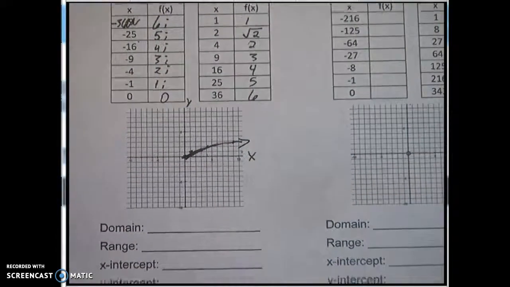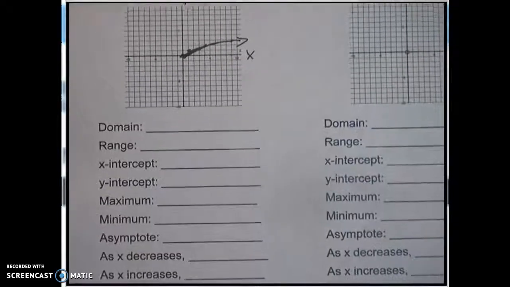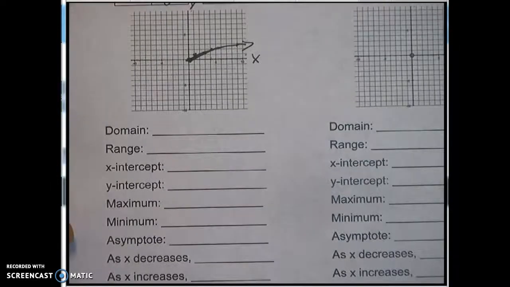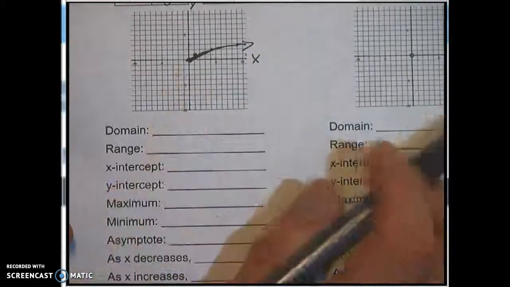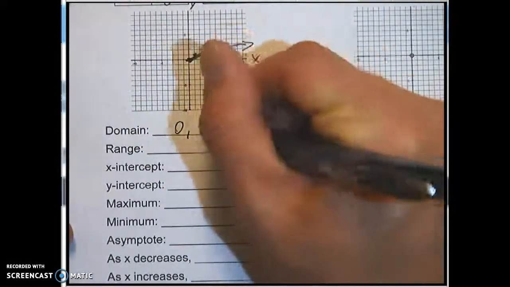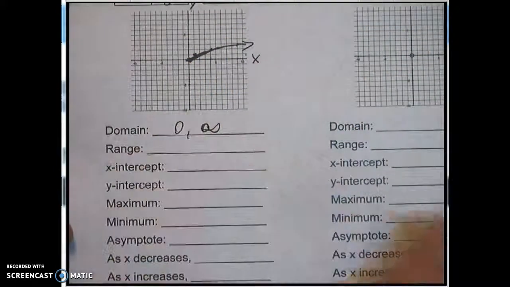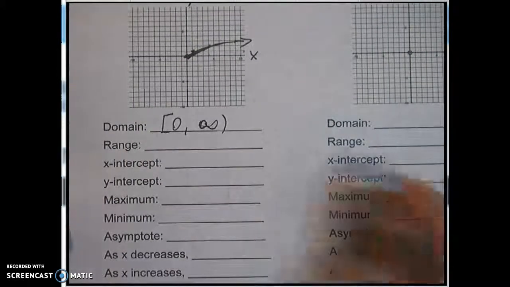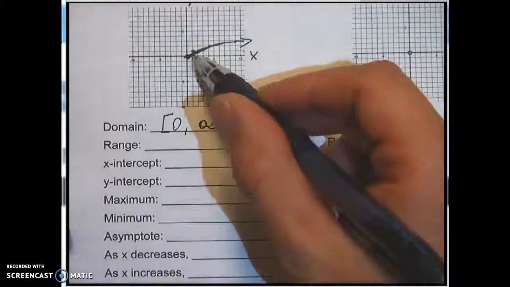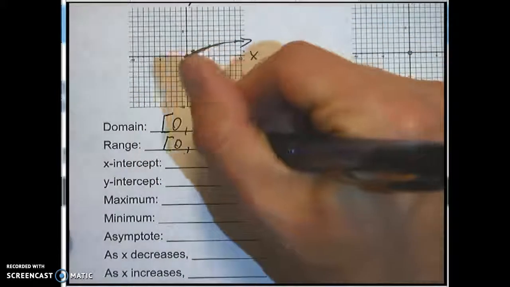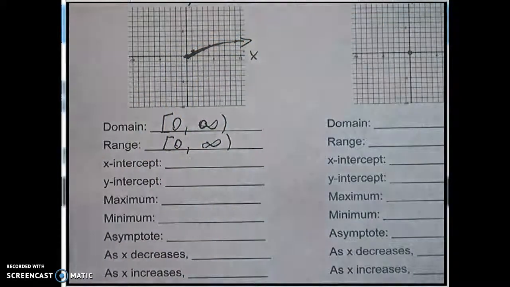And from this graph, I can identify the domain, range, x-intercepts, y-intercepts, all the other characteristics we haven't talked about yet. So domain, remember, is how far left to how far right. And this thing goes from 0 to infinity on the x-axis here. It actually touches 0, so I'm going to use a square bracket. It does not touch infinity, so I'm going to use a round bracket. The range is the same, how low to how high. This thing goes down to 0, it actually touches 0, and then it goes up to infinity, but it doesn't touch infinity.